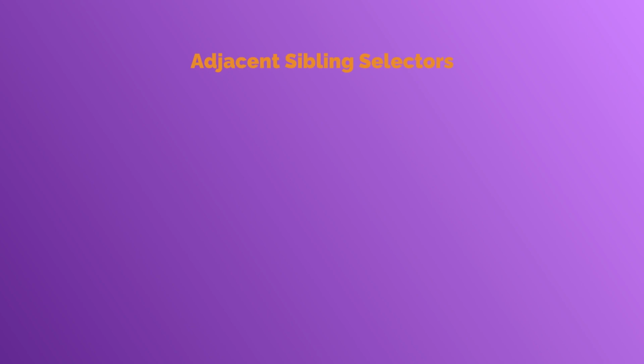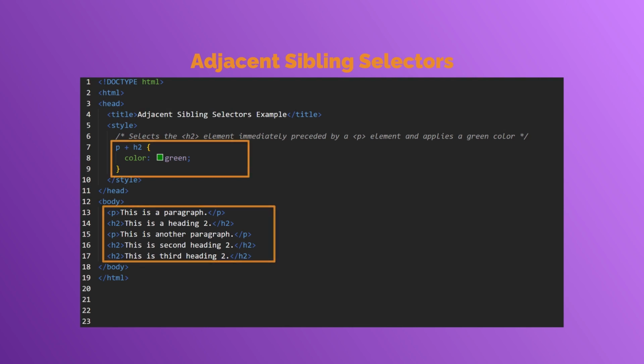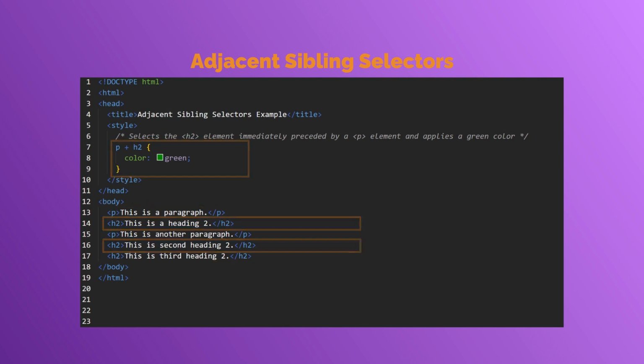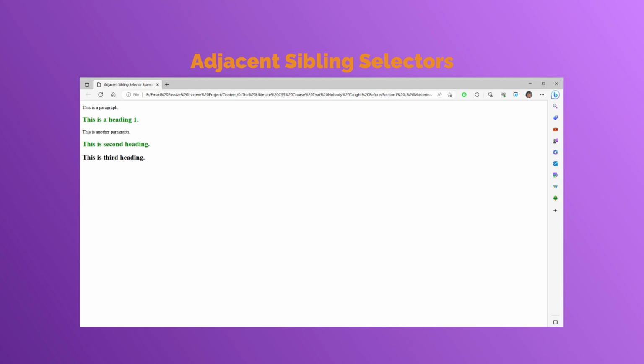Adjacent sibling selectors. The adjacent sibling selector allows us to target elements immediately preceded by a specific sibling element. Let's explore an example. This example shows an HTML page with multiple P tags paragraphs and H2 tags headings. The CSS code selects the H2 tag heading that is immediately preceded by a P tag paragraph and applies a green color to it. Therefore, the first and second H2 heading tags will be displayed in green because a P tag paragraph directly precedes them, while the last H2 tag heading will be unaffected. The resulting HTML page output is like this.